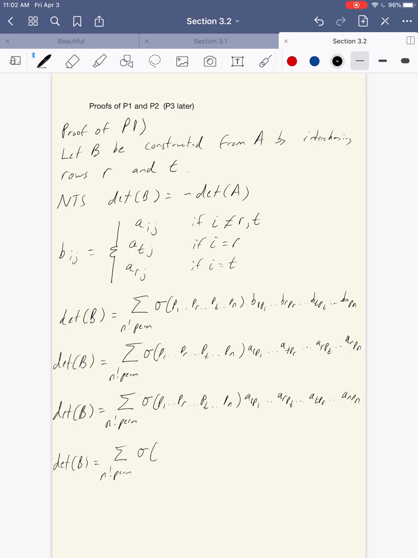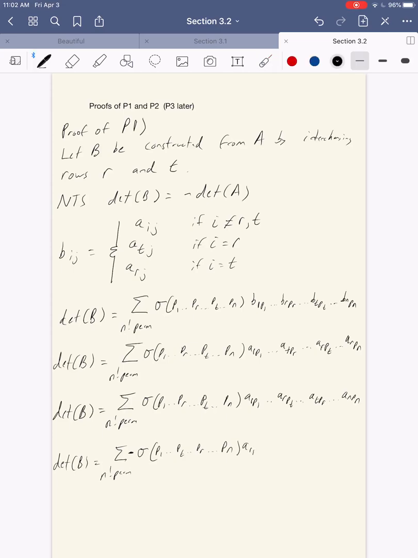And we're going to change the order of this permutation by swapping these two. So this would be P1, PT, PR, PN. And when we do that, we have to put a negative sign in front because we swapped two elements in the permutation. And we proved in the last video that negates the sign.